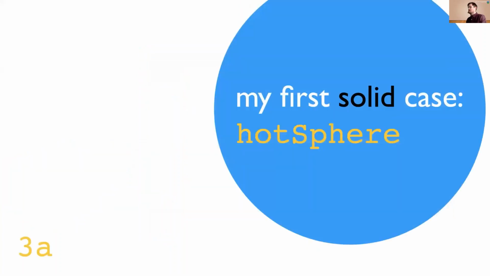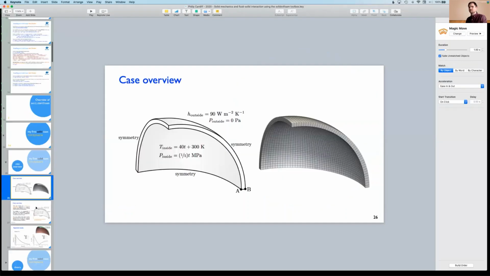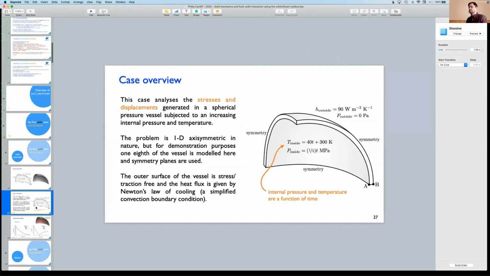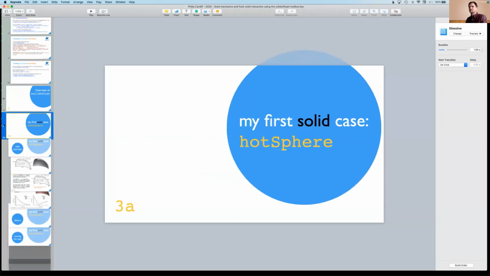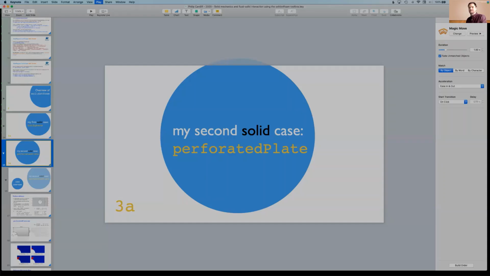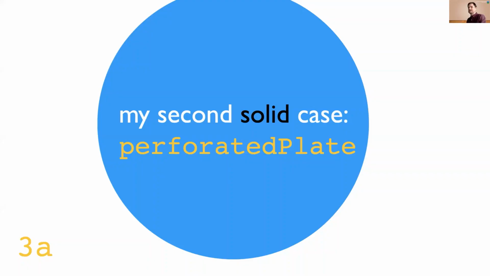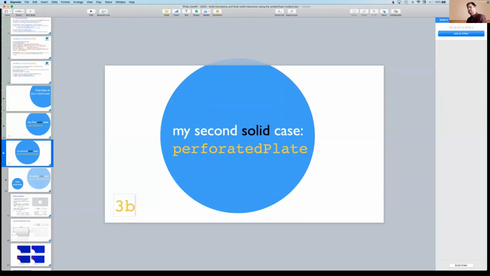Okay, I said there's my first solid case called hotSphere. So rather than going through this one, which I think I showed in the presentation this morning, it's this pressurized sphere, and it's a thermomechanical problem. So instead, I'm going to skip over that, and I'm going to go to my second solid case. So I still hold your hand as we go through it. And in fact, that should say V. I'll edit as we go, and it's called perforatedPlate.